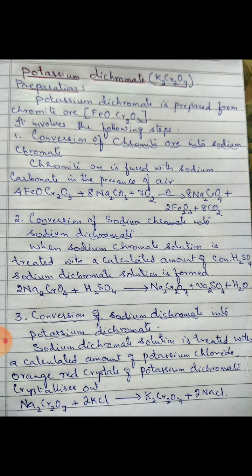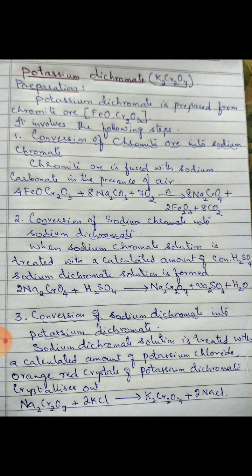Now sodium chromate is converted into sodium dichromate. So the equation: sodium chromate Na2CrO4 on treating with H2SO4 gives Na2Cr2O7 plus Na2SO4 plus H2O. So a solution containing sodium dichromate and sodium sulfate is obtained.